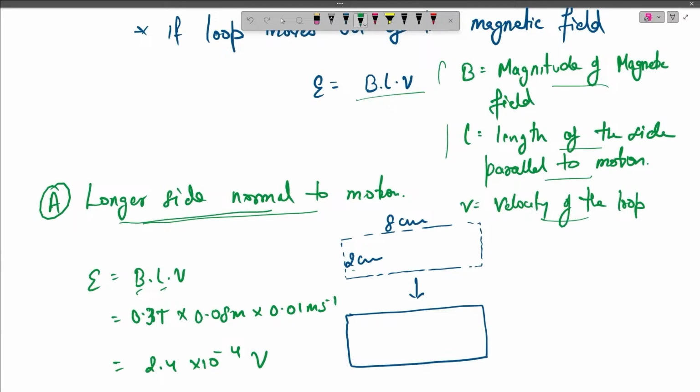In this case, L is going to be 0.08 meter, the magnitude of the magnetic field is 0.3 Tesla, and the velocity is always 0.01 meter per second. So we will get the answer to be 2.4 × 10^-4 volt in this case.